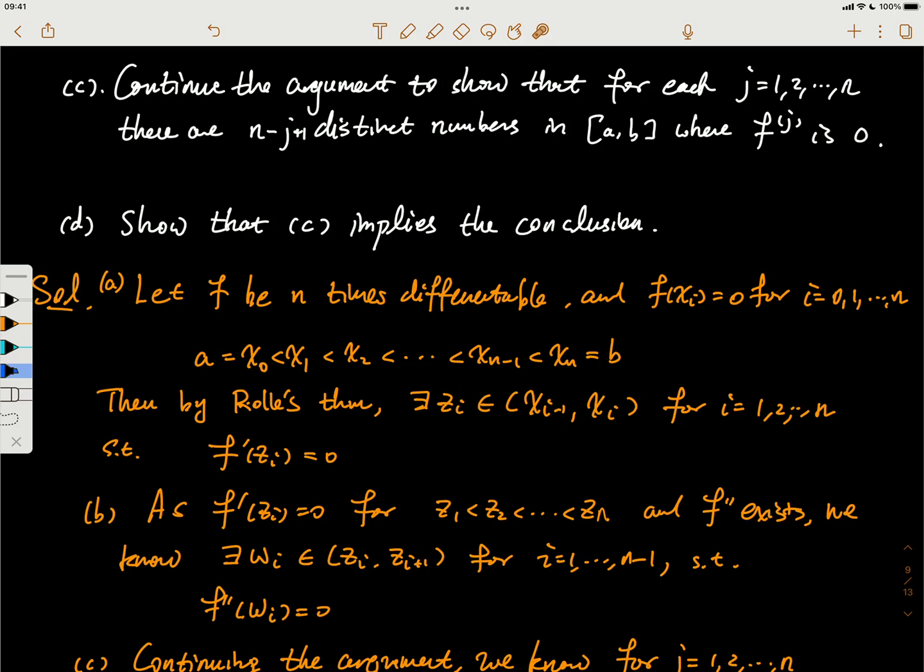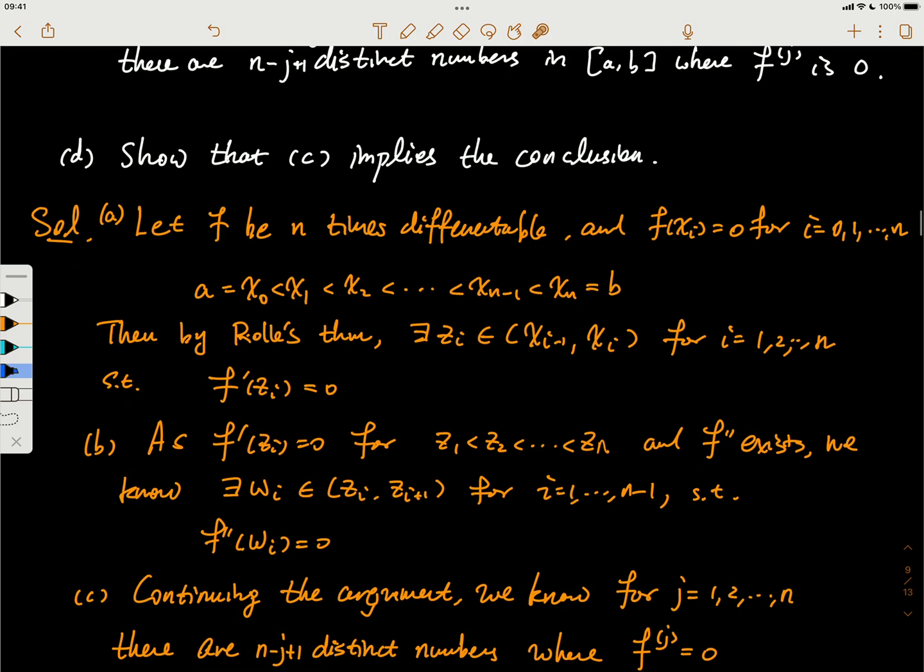When we look at z1, z2, we know that f prime is 0 at these two points, and f double prime exists, so that means there exists a point between z1, z2 such that f double prime is 0 there. In general, there are n points here, so they form n minus 1 intervals, and for each interval, we can find this wi over that interval, so f double prime will be 0 at this wi. You can just continue this process.